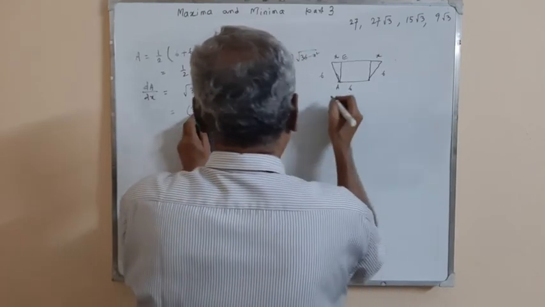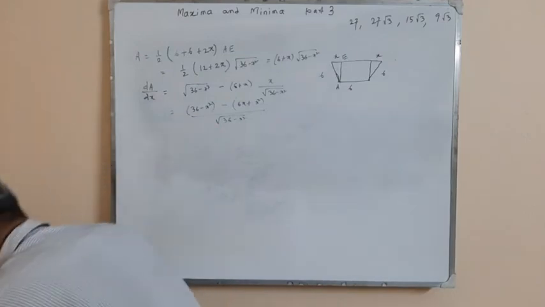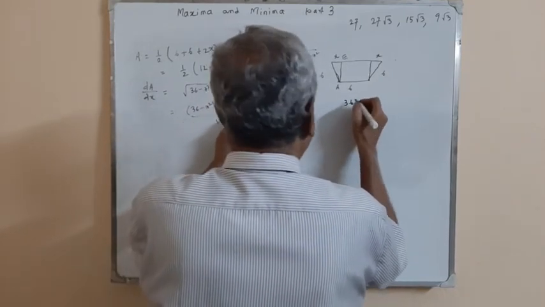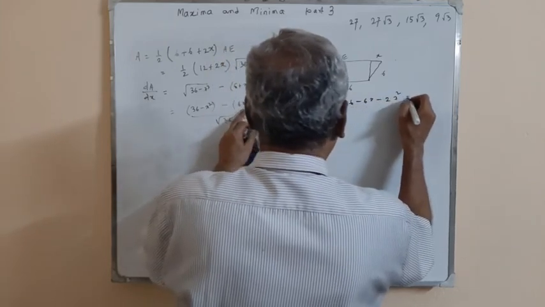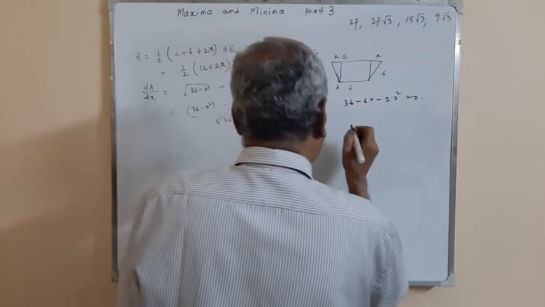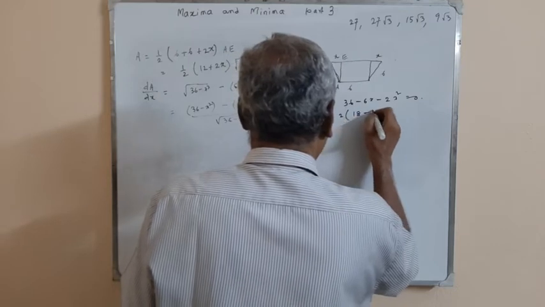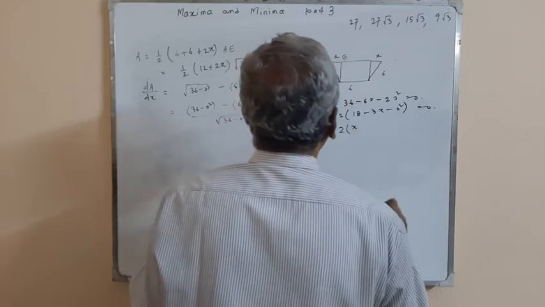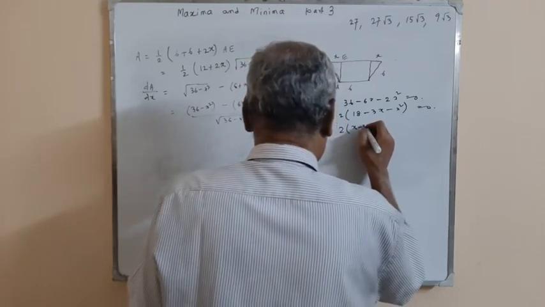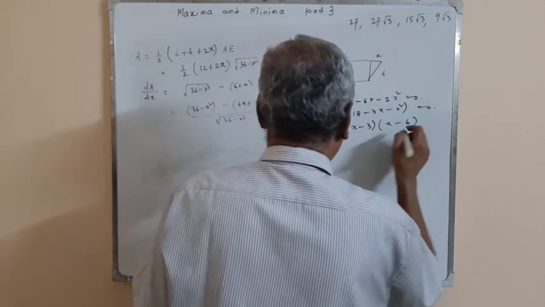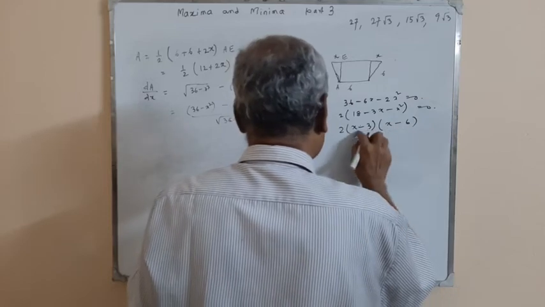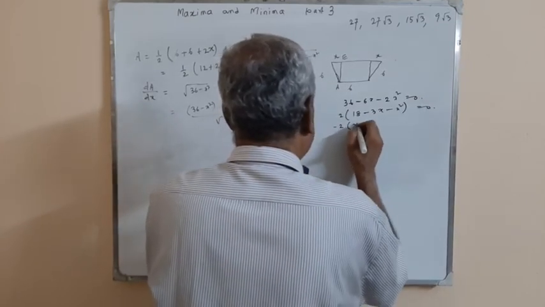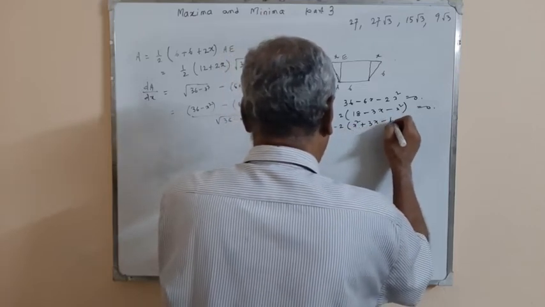That is, we get 36 minus 6x minus 2x square is equal to 0. dA/dx is equal to 0. So we get 2 into (18 minus 3x minus x square) is equal to 0. Better, we take the negative sign out: 2 into (x square plus 3x minus 18) is equal to 0.